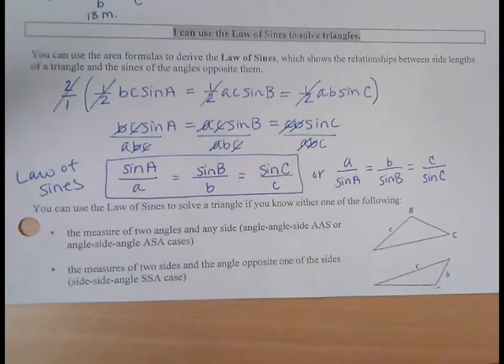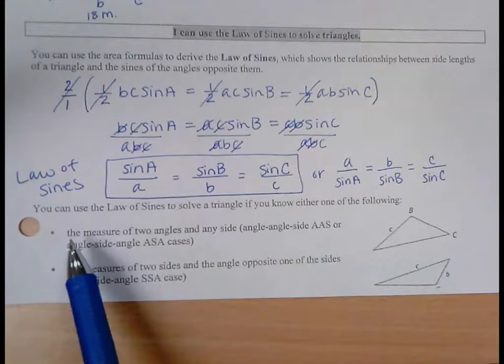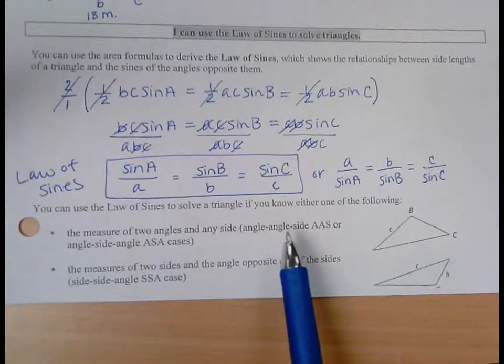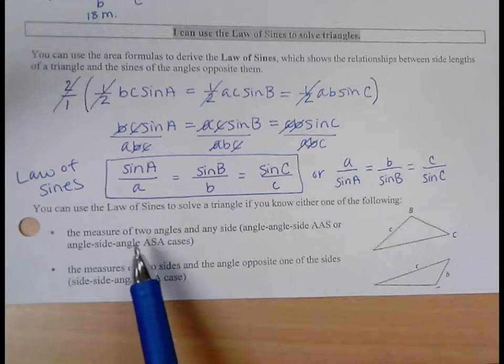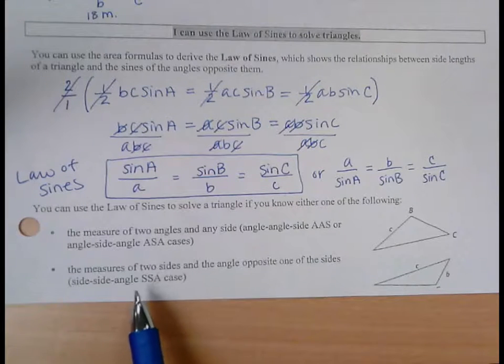But law of sines cannot always be used. So you have to be given certain pieces of information in order to use law of sines. What you have to be given is the measures of either two angles and any side, so angle, angle, side, or angle, side, angle, where the side's actually included, or the measures of two sides and an angle opposite one of the sides.